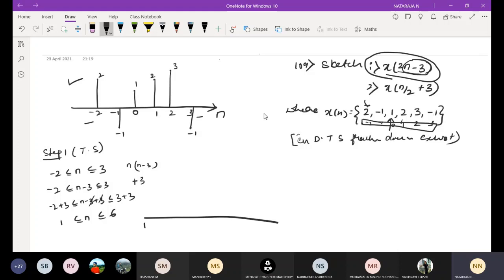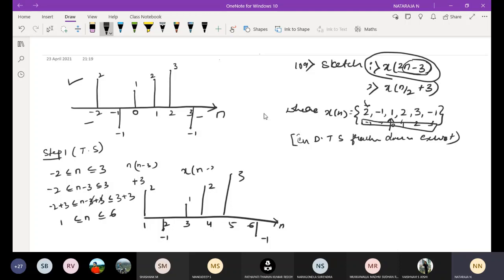The signal will start at 1, 2, 3, 4, 5, 6. Whatever the same signal, you can write. Here at 1 we have 2, then we have -1, then we have 1, 2, 3. This will be -1. Got it, everyone? Any doubts? Yes, sir. This is your x of n-3.